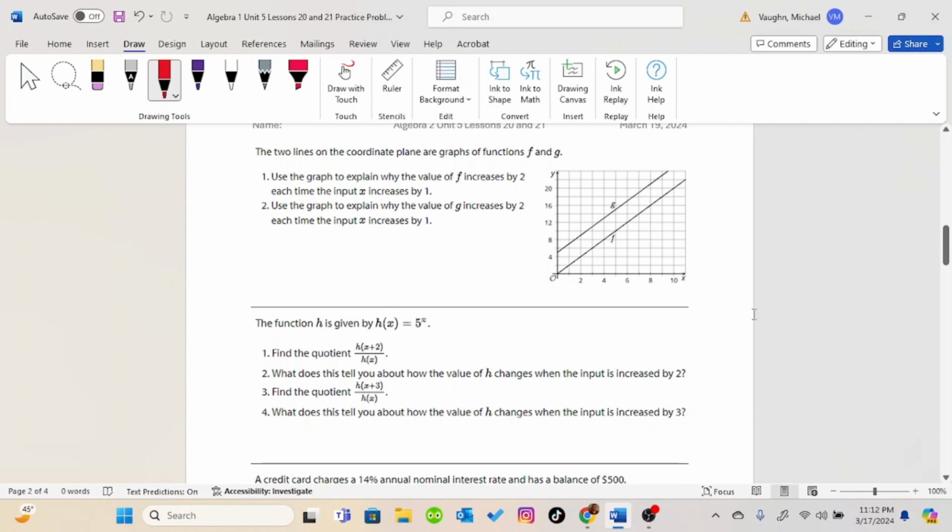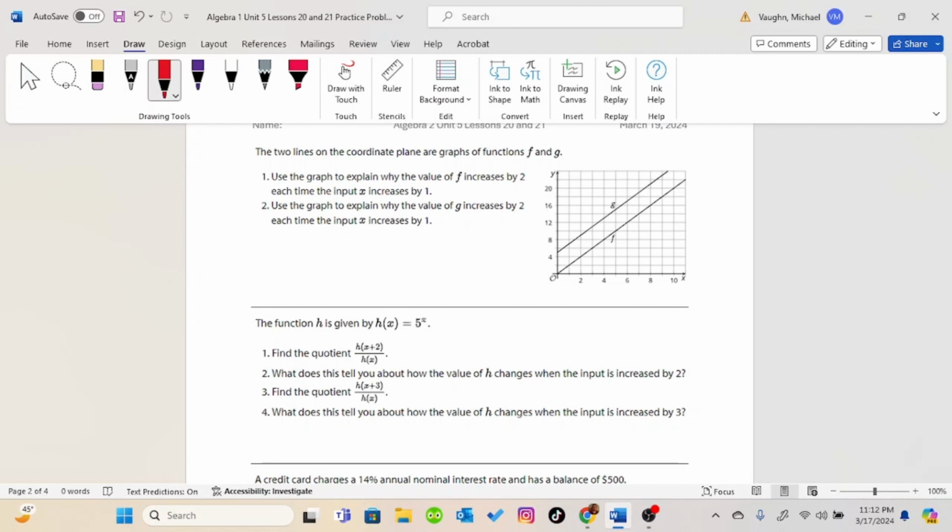The two lines on the coordinate plane are graphs of functions f and g. Use the graph to explain why the value of f increases by 2 each time the input x increases by 1. So these are linear functions. So what we want to do is look at the slope.